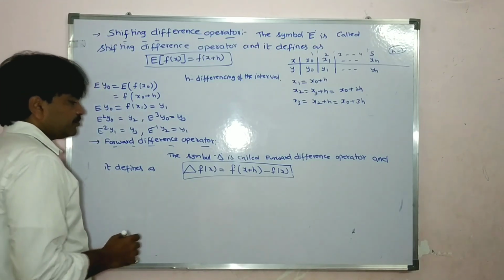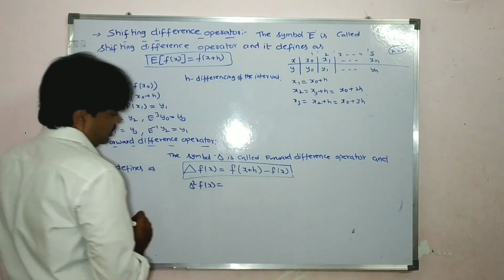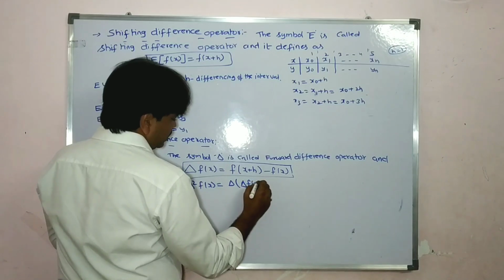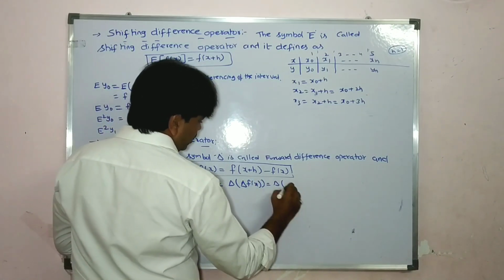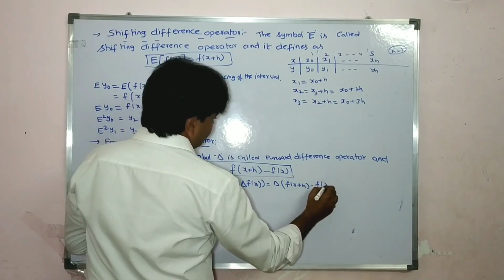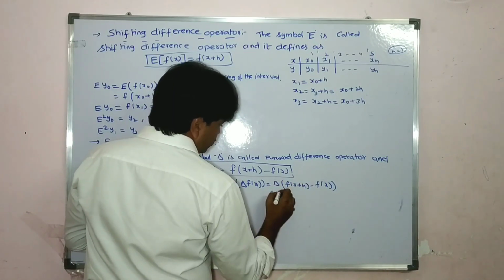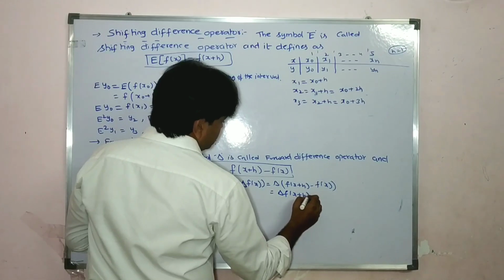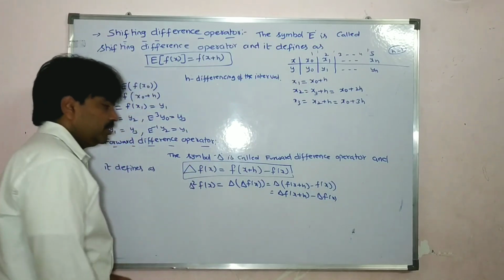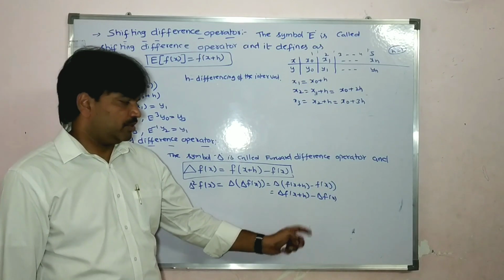I want to find del square f of x, students. Del square f of x can be written as del onto del of f of x. So del of f of x means f of x plus h minus f of x. Again, operate del on both functions, so we get del of f of x plus h minus del of f of x. Of course, we can expand, students. There is no need; it is enough to know this.